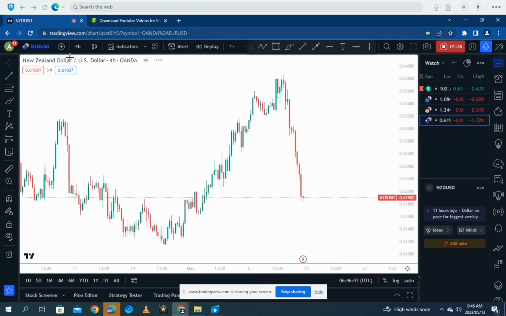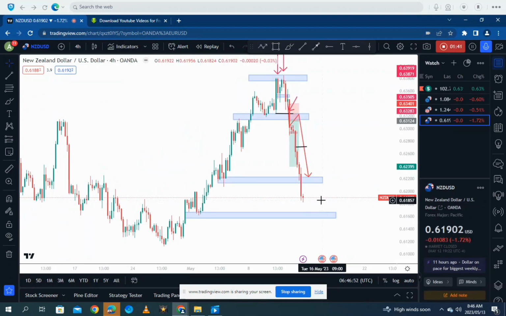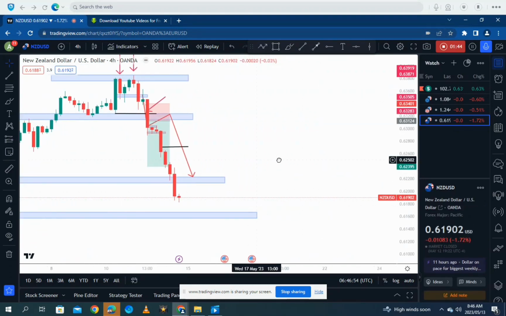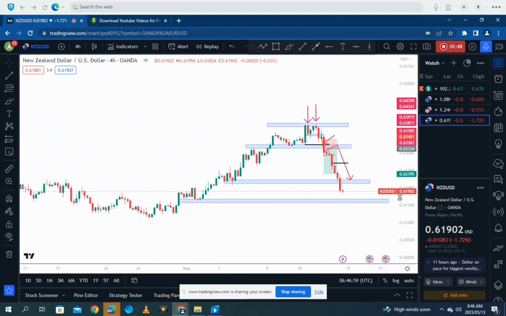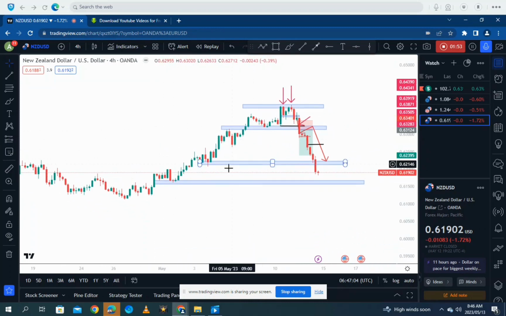Moving on to New Zealand dollar USD, what a beautiful trade. You know what, there's nothing else to tell you, but this is just what I do when I get into the market on a daily basis. I just look at my candles, read the structure, read the behavior, and just make a decision from there. And ever since I started this way of trading, my trading has really improved, guys.